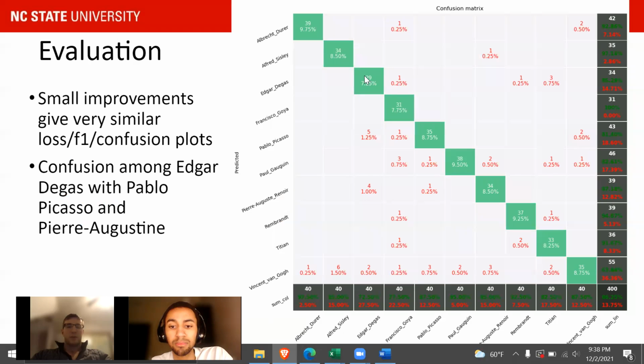And then finally, we do an evaluation, and here is our confusion plot. There's not much difference between the baseline model and the improved model, because there's only about a 2 or 3% increase in the actual score. So it's very difficult to see much difference when you look at this more closely. But one thing we did notice is that the majority of the confusion was for the artist Edgar Degas, and he was confused most often with Pablo Picasso and Pierre-Auguste Renoir. This is because these are actually very similar artists. They are from a similar time frame, and these are all impressionists.